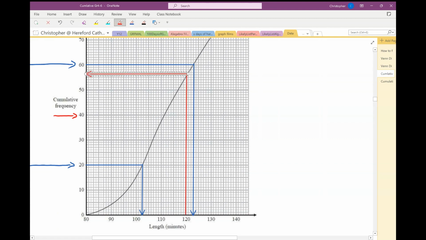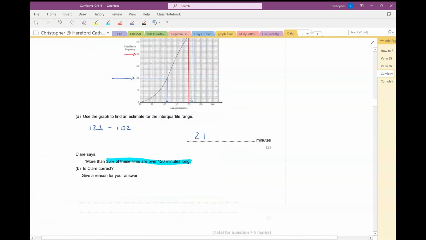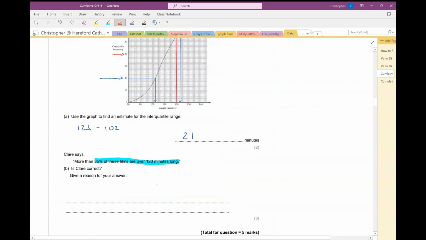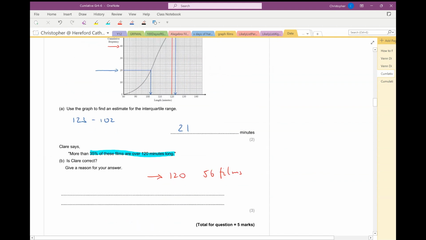Right. Now, according to me, here, 51, 52, 53, 54, 55, 56. For me, 56 of the films are under 120. So up to 120 is 56 films. Now, how many films were there in total? There are 80 films in total, which means that 120 plus is 24 of the films.